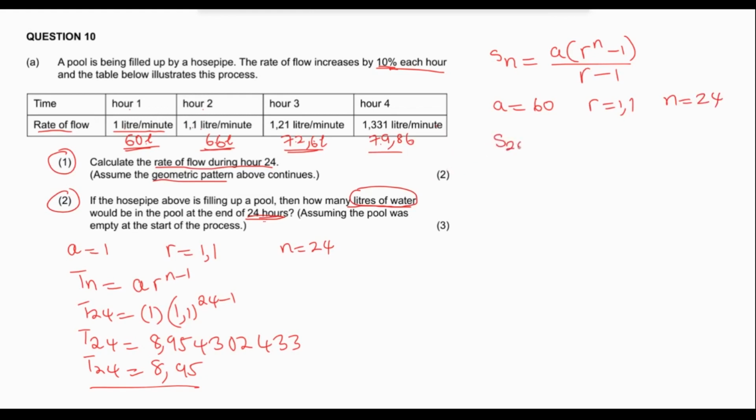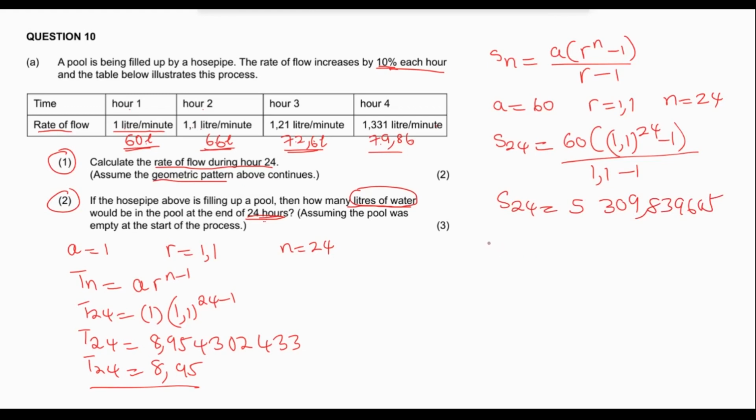So S24 is equal to 60 times (1,1 to the power 24 minus 1), all this over (1,1 minus 1). Then you can put this in the calculator. S24 is equal to 5,309,839605. Right, and then this would give us 5,309,84 liters. Okay, that's question 10A2.